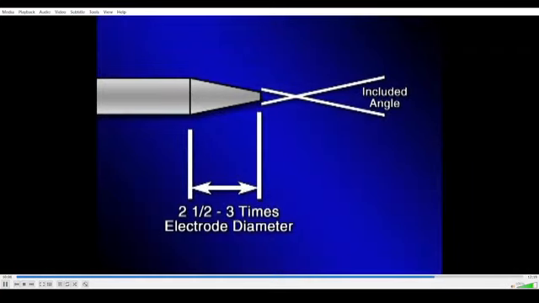Tapered electrodes are used for DCEN applications. The angle of the taper, called the included angle, affects the shape and penetration characteristics of the welding arc. Typically, the taper should be about 2.5 to 3 electrode diameters long with a 1/64 inch diameter flat ground at the end to remove the point. For very low amperages, you may not need to remove the tip.